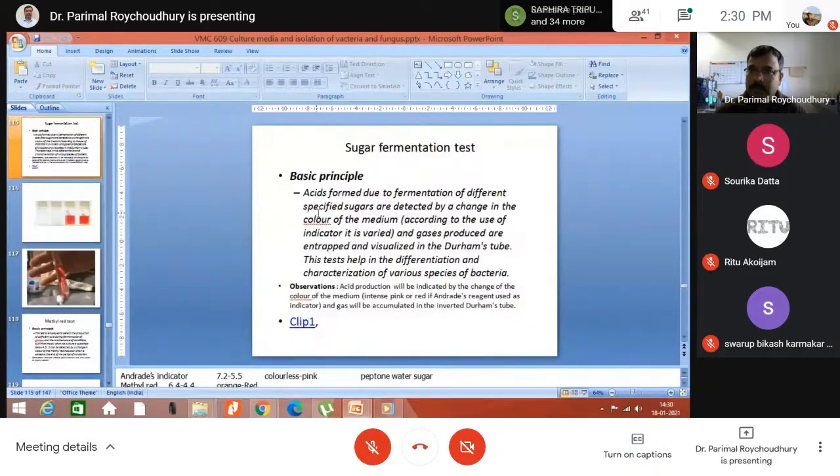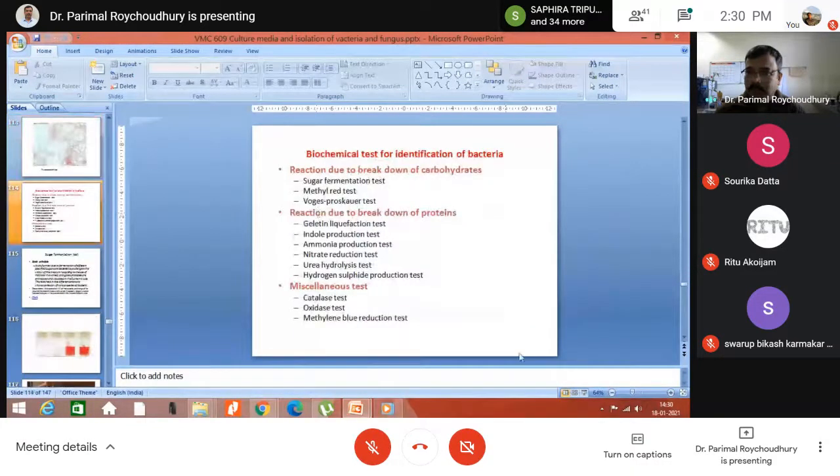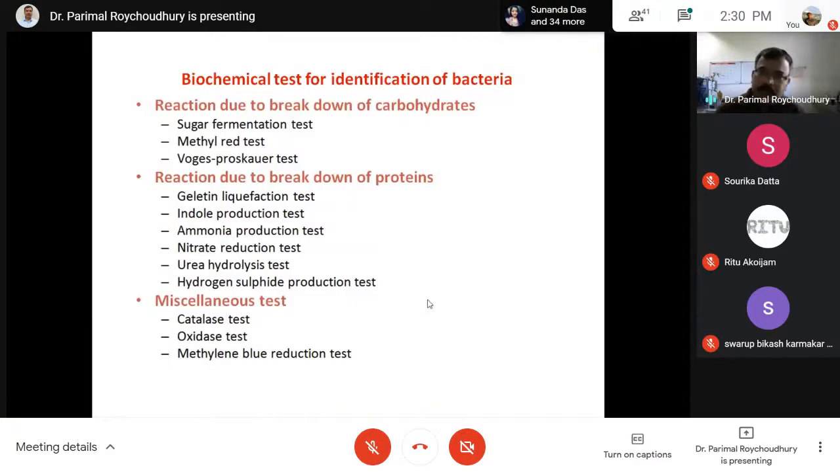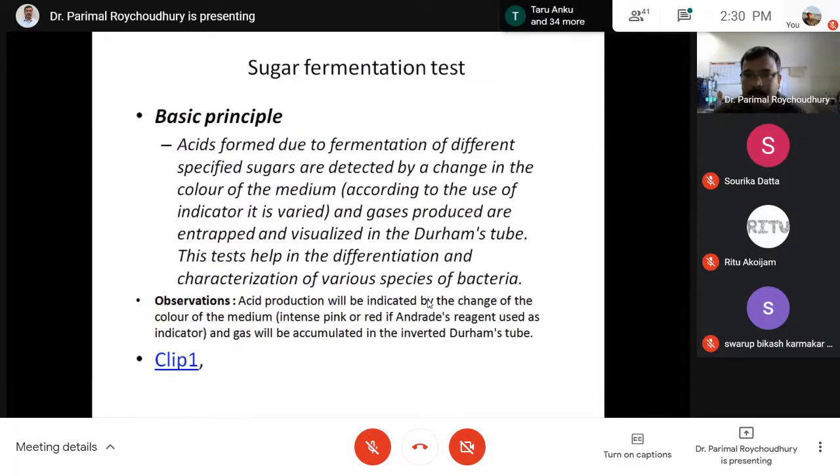Well, we'll refer to this particular slide. So we'll try to discuss a few of those biochemical tests for identification of bacteria. Can you see the slide properly? Yes, sir. Okay. So the first category is the biochemical tests on the basis of breakdown of carbohydrate.